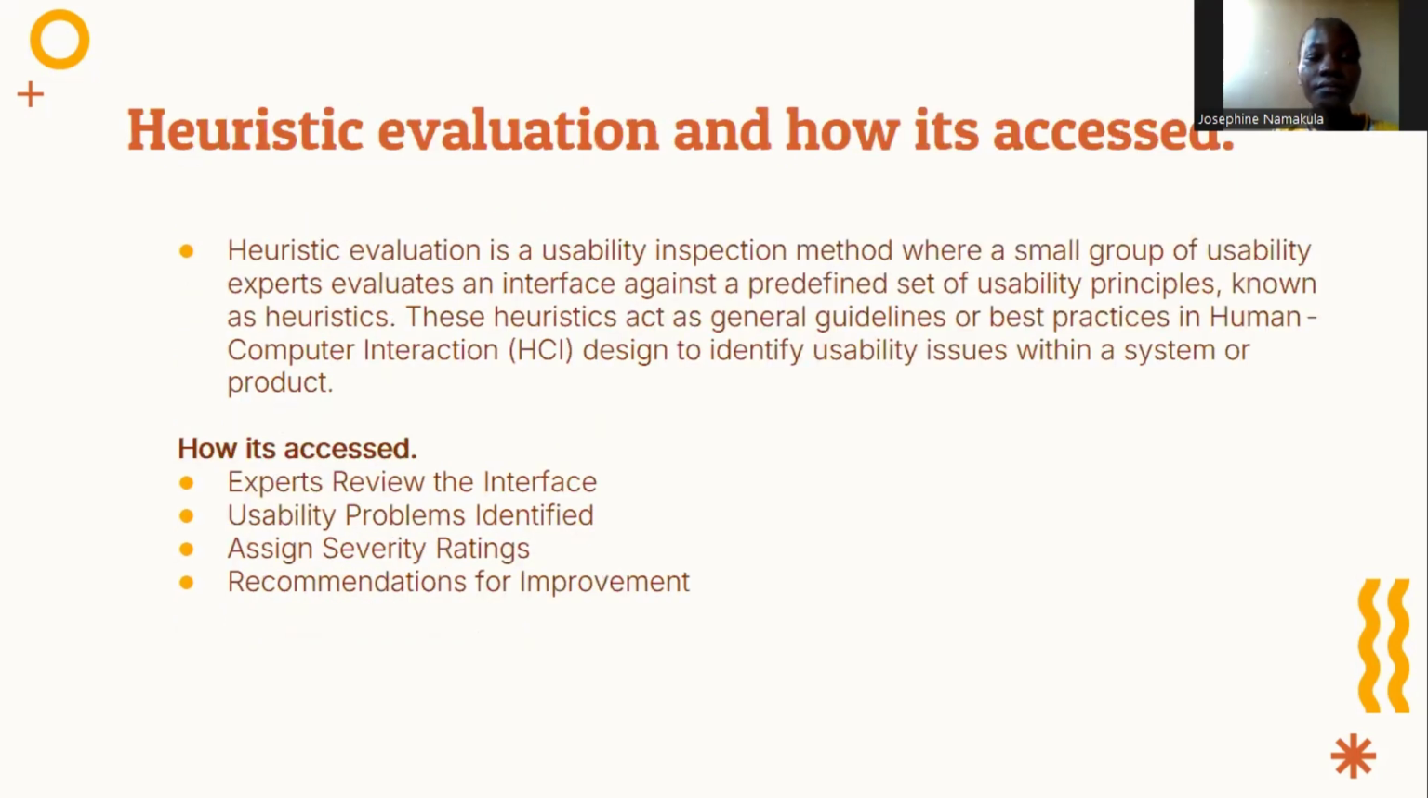So the next slide, I found holistic evaluation and how it is assessed. Holistic evaluation is a usability inspection method where a small group of usability experts evaluates an interface against a predefined set of usability principles known as heuristics. These heuristics act as general guidelines or best practices in human-computer interaction designed to identify usability issues within a system or a product. So how is it assessed?